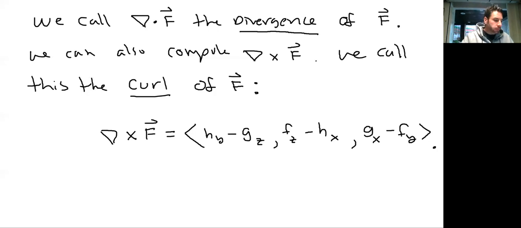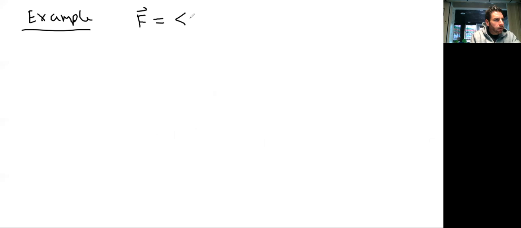So let's do an example. Let's take f to be, I don't know, how about 3xy, comma, 5y squared, comma, 6e to the z.